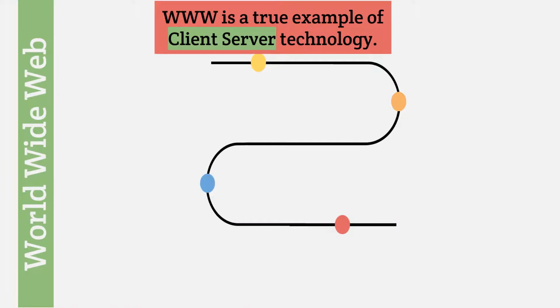Now, World Wide Web is considered as a true example of client-server technology. That means the client-server architecture of networking. What is client-server? How is it considered as a client-server architecture, or client-server technology?